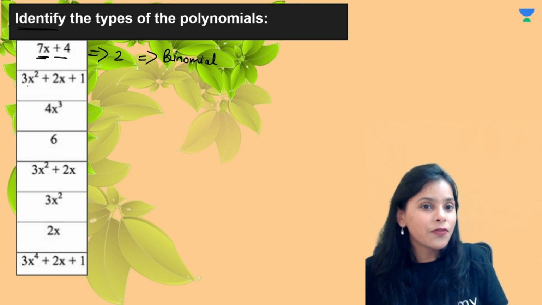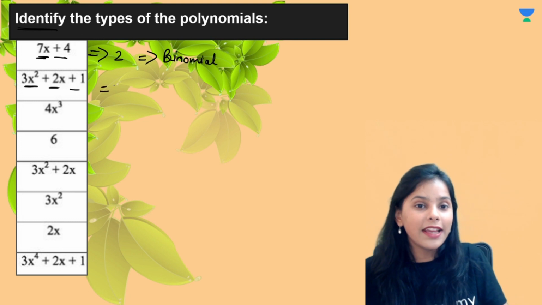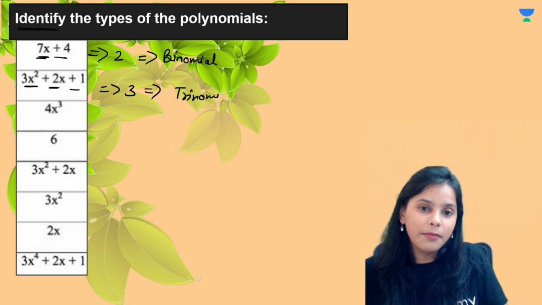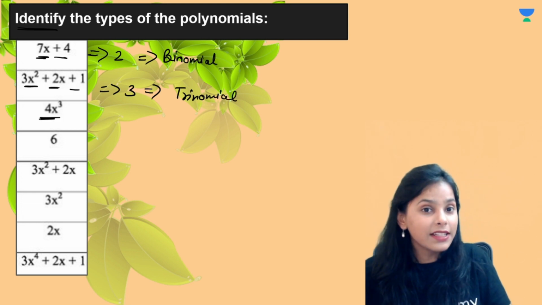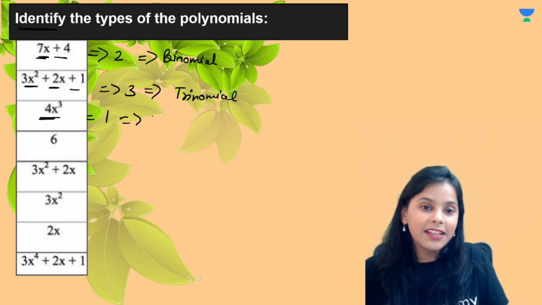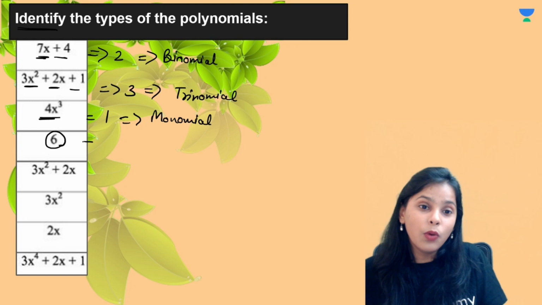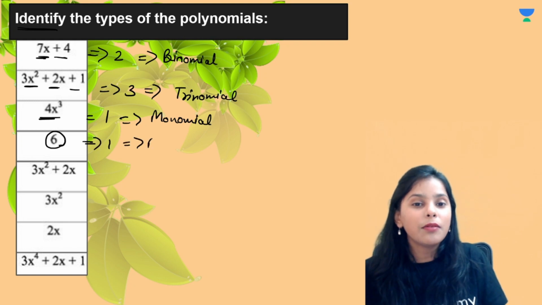Okay. Now if you have 3 terms, you call it trinomial. If you have 1 term, you call it monomial. I hope it is clear to you all. Again, if you have only 1 term, you call it monomial.